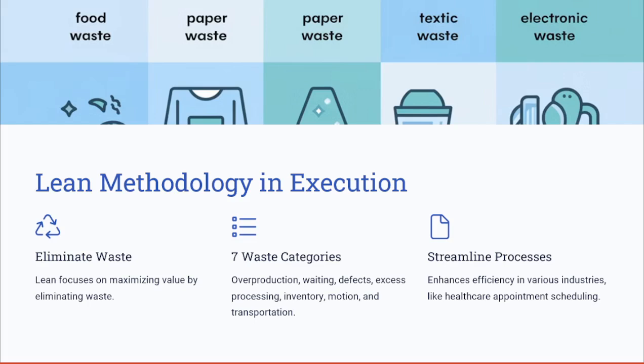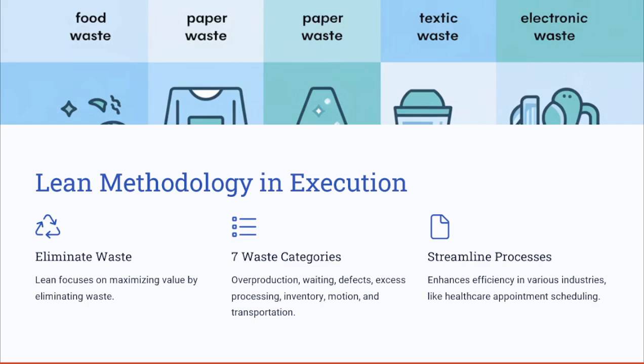Let's now start with the Lean methodology. Lean methodology is designed to identify and eliminate waste in the process. It classifies waste into seven categories, such as overproduction, delays, unnecessary motions, waiting, defects, inventory, and processes. All of these are considered as waste in Lean methodology.